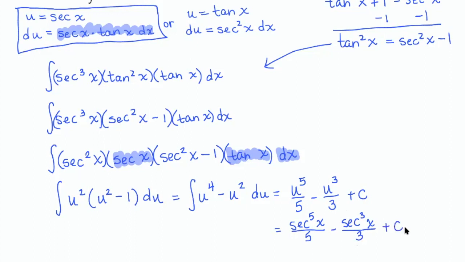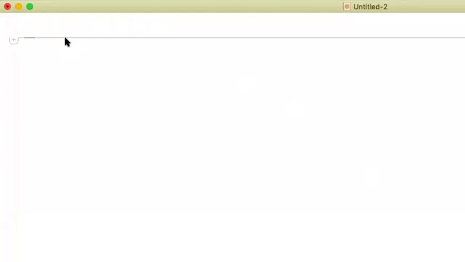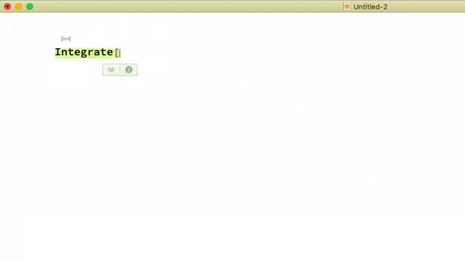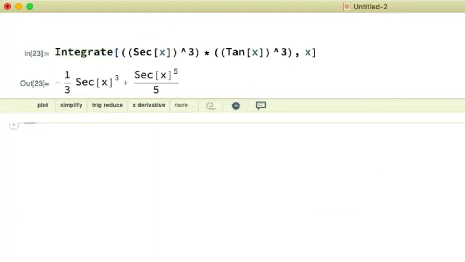And there's my answer. Now let's go check Mathematica and see if it agrees with me. I'm going to type in integrate and the original problem that I was given. And in this case, you should be able to recognize that this is directly equivalent to the answer that I came up with. So in this case, I'm feeling pretty confident here.